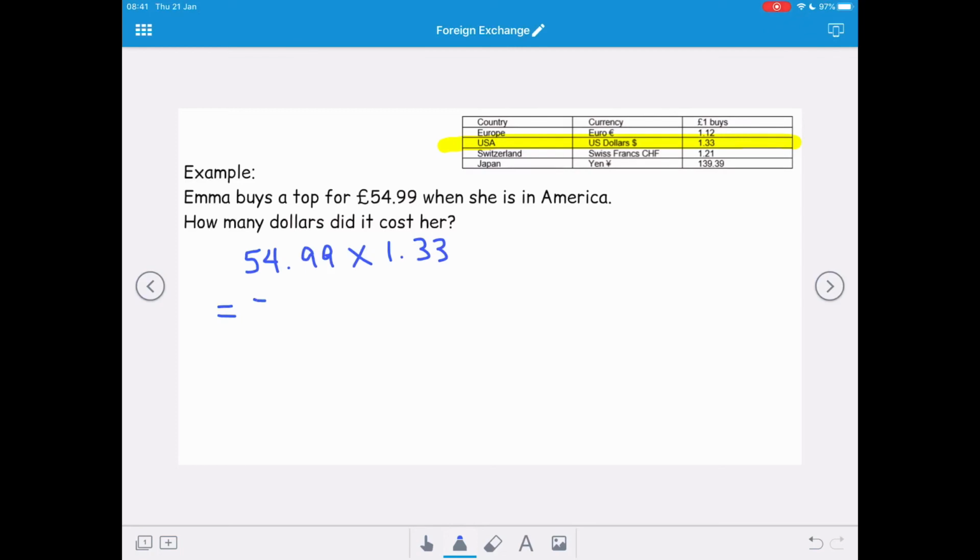And that gives us an answer of 73.1367. Now make sure you write down the full answer from your calculator. We want unrounded answers, so then we can round the answer to 2 decimal places. Now we do that by looking at the 6 in the third decimal place, and as it is more than 5, we're going to round the 3 up to a 4. And remember to put units on our answer, so Emma's top cost her $73.14.